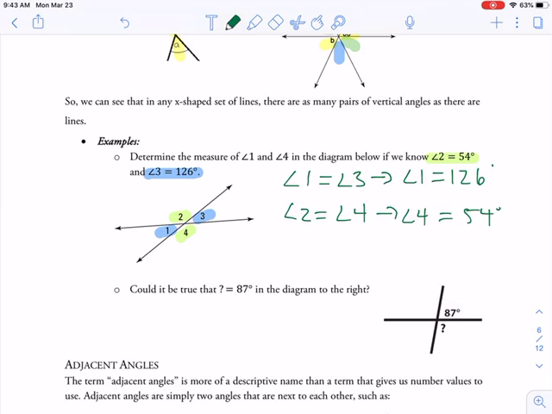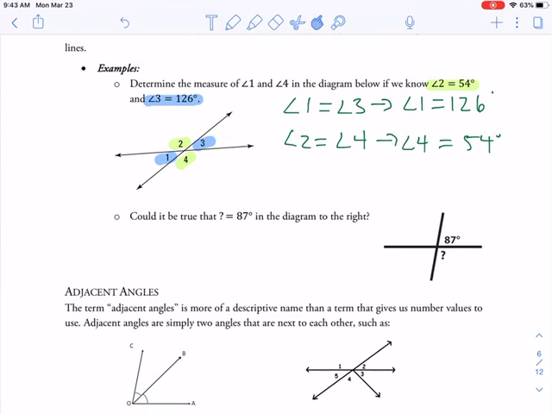And the last example on this section is asking us whether it's possible that this angle is equal to 87. So let's take a look at this and figure that out. So if we take a first look at 87, we know that across the X here will also be 87 degrees, right? So I can write that in. So we know that it's 87 here as well, because, again, they're across the X from each other, right?